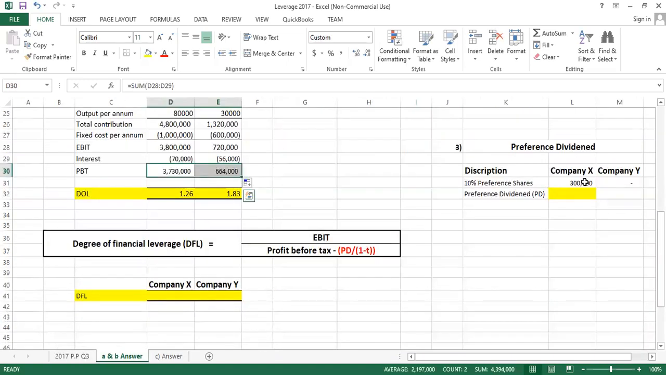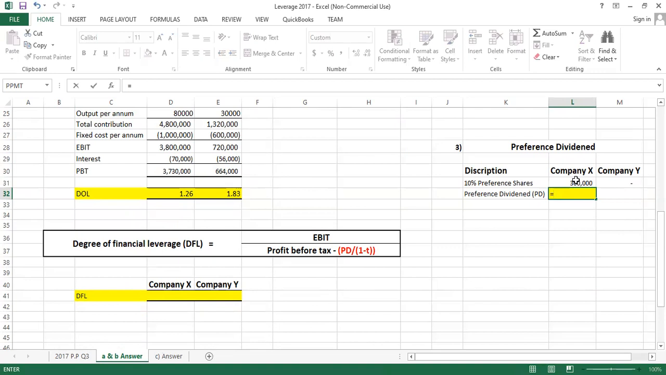I already have the 300,000. Then we can calculate the company X preferred dividend. Let's see how to calculate the preferred dividend. Equal 300,000 multiplied by 10%. So company X preferred dividend is 30,000.